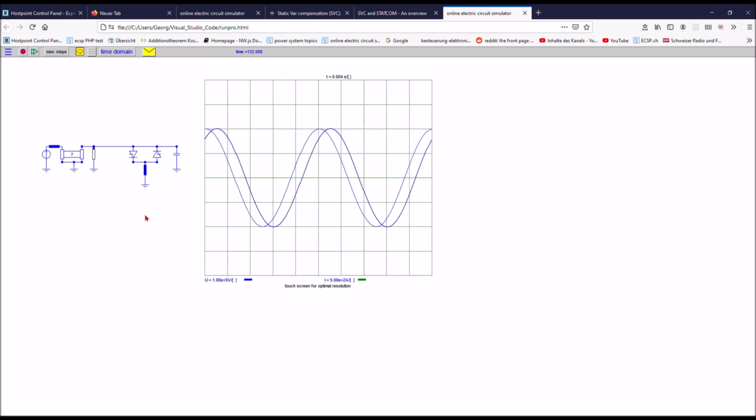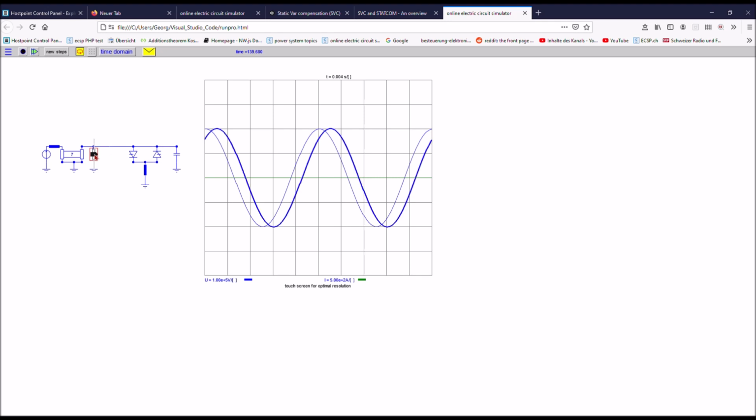Here we have now an SVC. So, as before, I have a capacitor in order to compensate for the undervoltage when the load is too high, and the reactor is no longer switched in by a breaker, but it is switched in and out by means of thyristors. And now look at the effect.